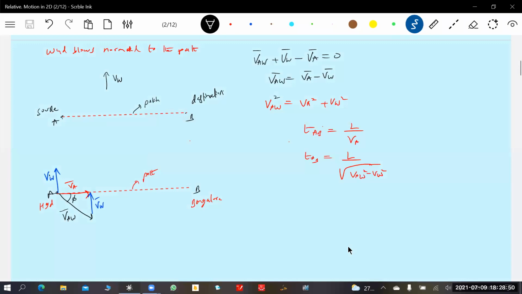Sir, VA square is equal to VAW square plus VW square, no, sir? When you go for the vector addition, what do you get? VA square plus the negative of VW, whole square. Sir, VA is the resultant now. We look at the triangle here, Pythagoras theorem, magnitudes they are. Look at the triangle, please.